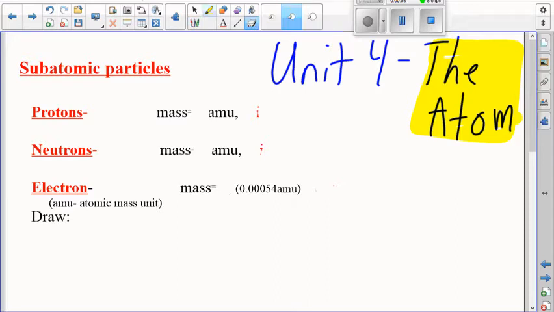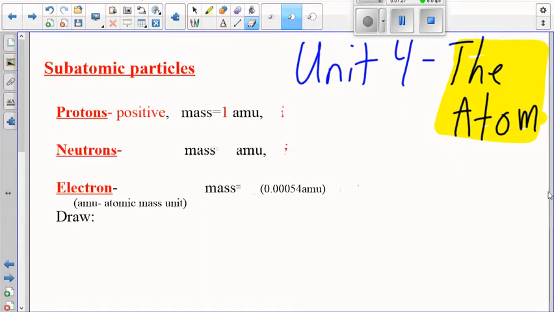So first off, we got protons. Those are positive. Some of you guys may have heard this before in like the 5th or 6th grade. I think you sometimes hit this kind of stuff. Protons are positive. They have a mass of 1. That's AMU. It stands for atomic mass units. I don't care if you know the AMU thing or not. That's not very important. And you will find them in the nucleus.